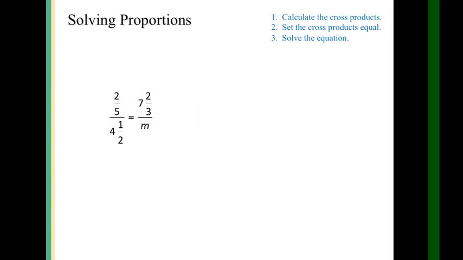Another, so as you can see now, the ratio are in fraction form. So to solve this, we have 2 over 5 over 4 and 1 half equals 7 and 2/3 over m. So still we will do cross multiplication. So we have 2 over 5 times m is 2 over 5m. And for this one, we have 4 and 1 half times 7 and 2/3.